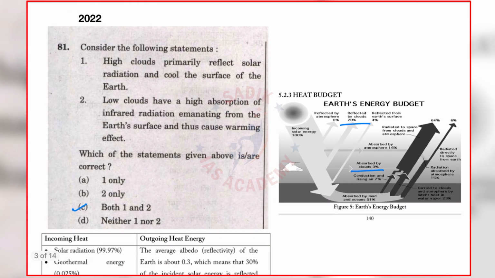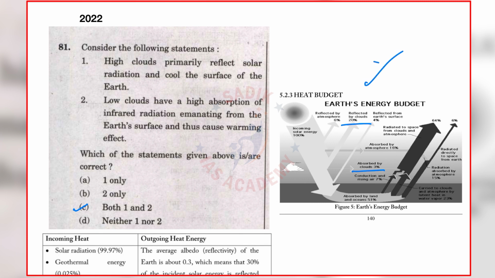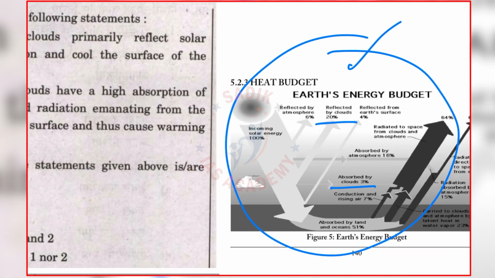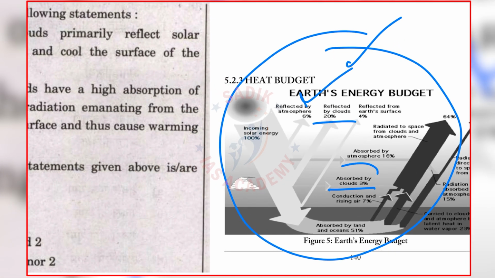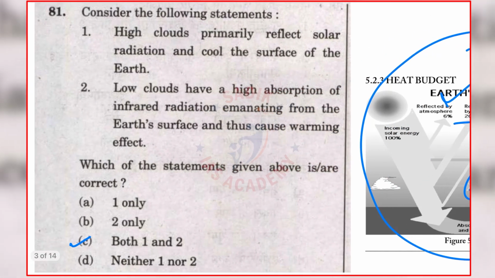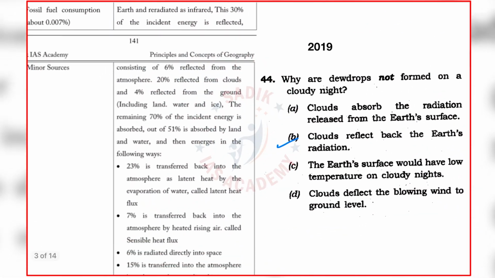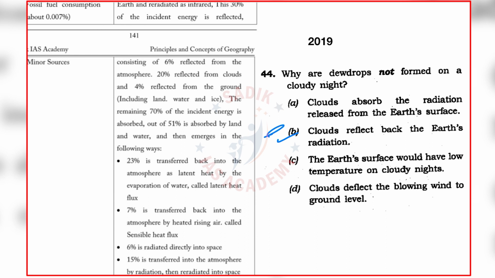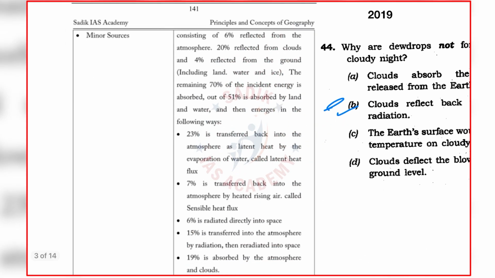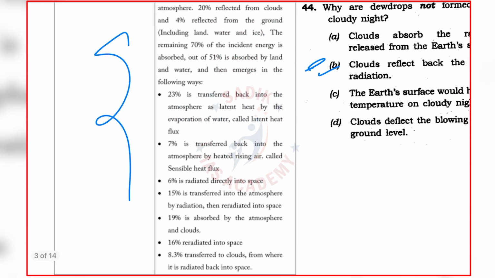There is something about the heat budget. I have given a separate diagram to explain the heat budget. Okay, high clouds primarily reflect, and here reflection, what is that? Absorption, how much is it? Everything I have already covered in the book. This also you can go through. Another: the clouds reflect back the earth's radiation, everything is given. The content part is already given here.